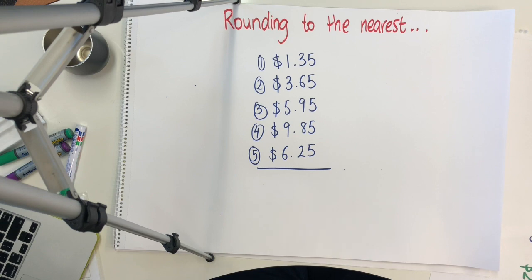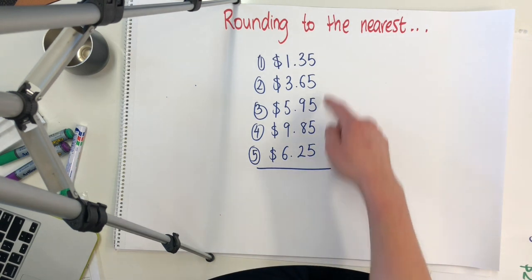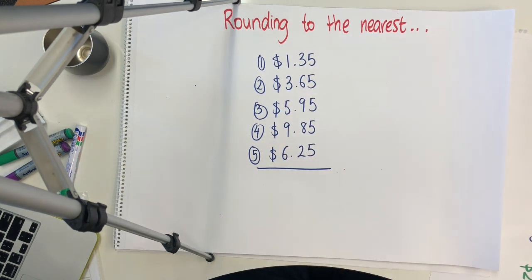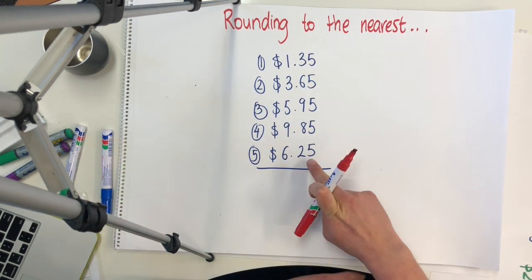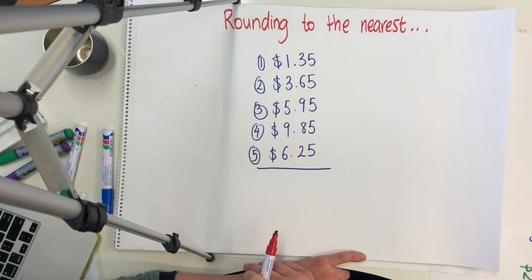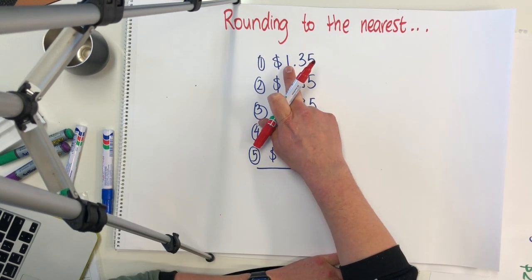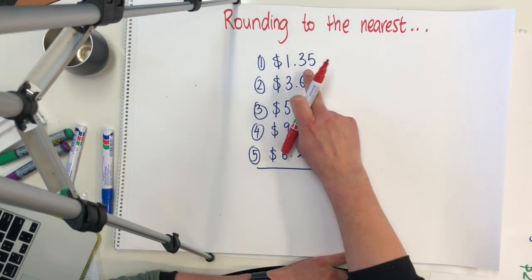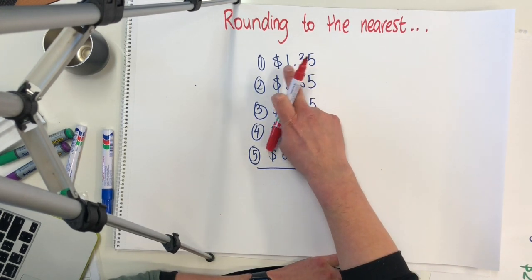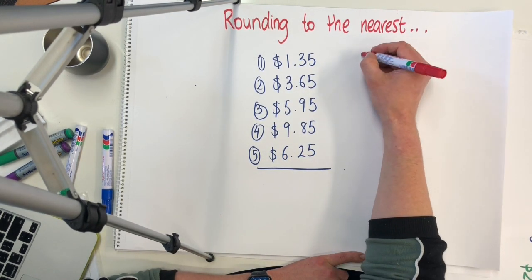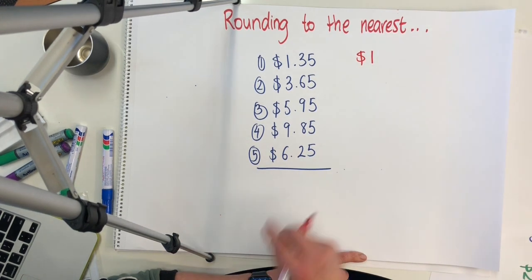However, when we're at the shops, we often don't have time to do that. So what we need to do is make these numbers a little bit easier to work with. And this is where we get rounding to the nearest. So these are decimal numbers. And I'm going to round to the nearest 1. So 35 cents is closer to $1 than it is to $2. So this is going to round to $1.